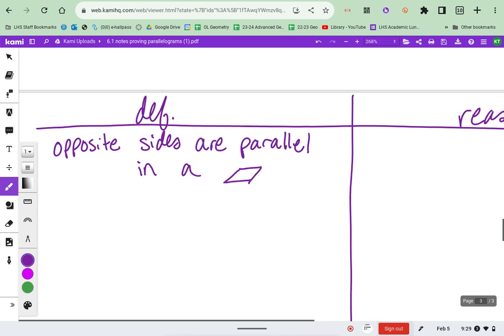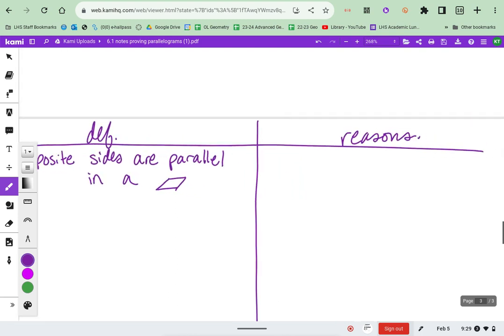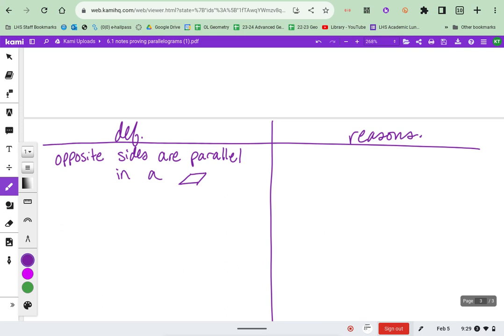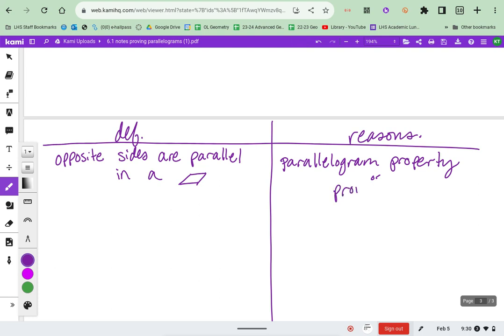And so you can use this in 2 different ways in your proof. You might need to use it as a parallelogram property. Like maybe you're given a parallelogram and you want to use the fact that opposite sides are parallel for something. Or you might want to use it as a way to prove that the parallelogram you're looking at is a parallelogram. So, or you can use it to prove that you have a parallelogram.